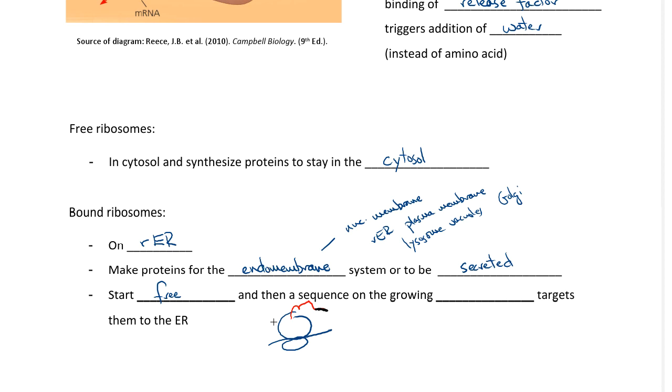So bound ribosomes actually start out free, but a signal sequence in the growing polypeptide arrests translation until the whole thing can be moved to the rough endoplasmic reticulum. So they start free, and then a sequence on the growing polypeptide itself actually targets the ribosome to the endoplasmic reticulum. So that is an overview of translation.